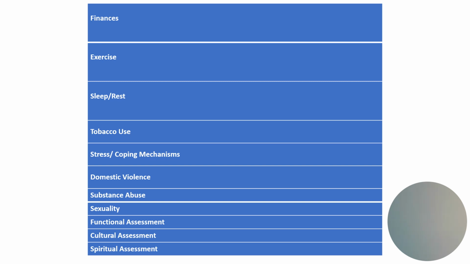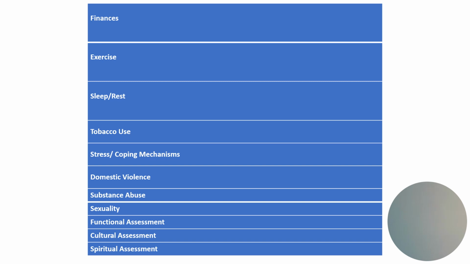As far as functional assessment, do they have any issues with completing their activities of daily living? In other words, are they able to feed themselves? Are they able to cook for themselves? Are they able to dress themselves, brush their teeth, brush their hair, clean their house, etc.?